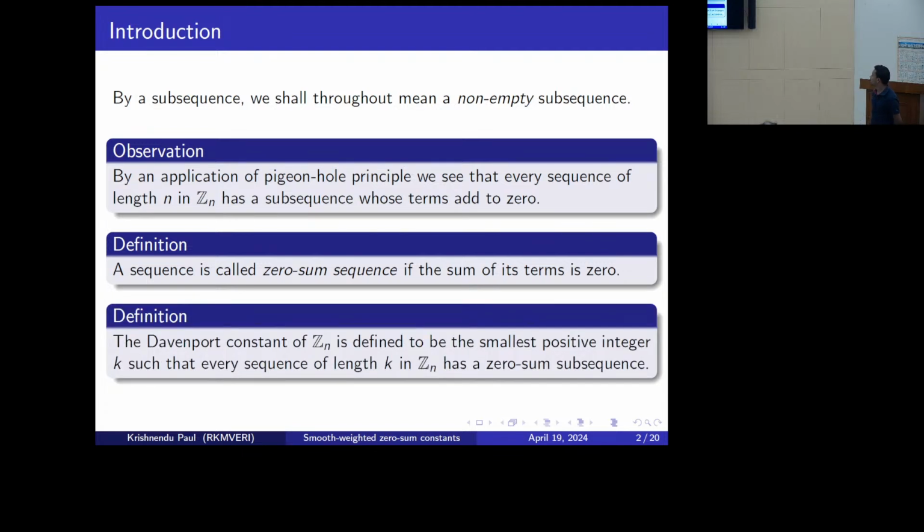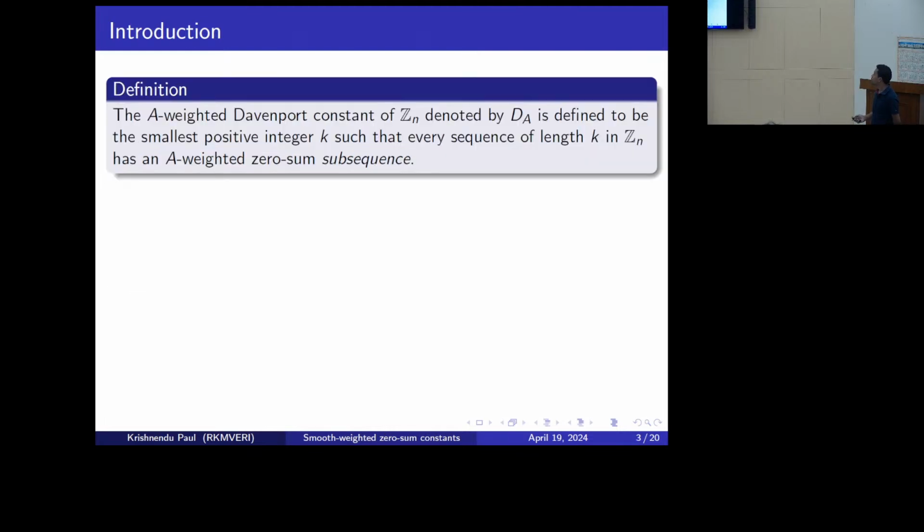Next, the Davenport constant, which is a well studied constant in this additive combinatorics area, is defined as the least number such that any sequence of that length is forced to have a zero sum subsequence. So the above observation again shows that n is an upper bound, as any sequence of length n has a zero sum subsequence. So the Davenport constant is bounded above by n.